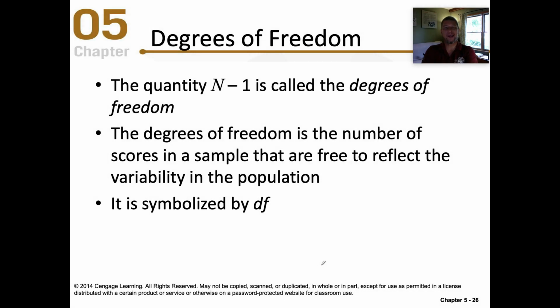Now, what is this n minus 1 thing? All right, the quantity n minus 1 is called the degrees of freedom. And this is simply the number of scores in a sample that are free to reflect the variability of the population. And it's symbolized by df.